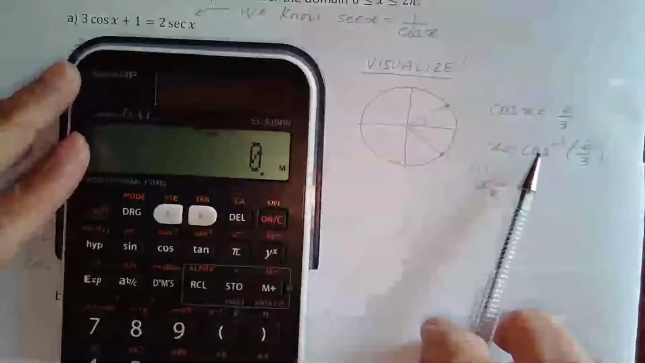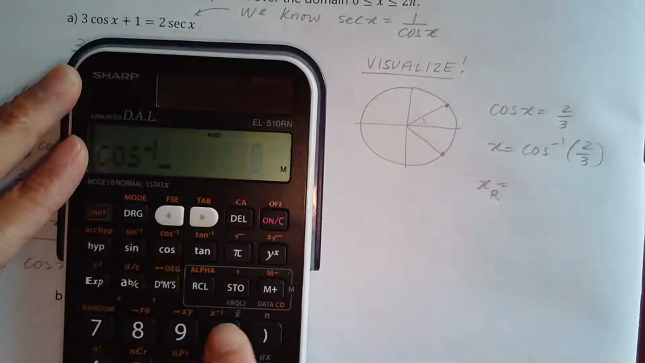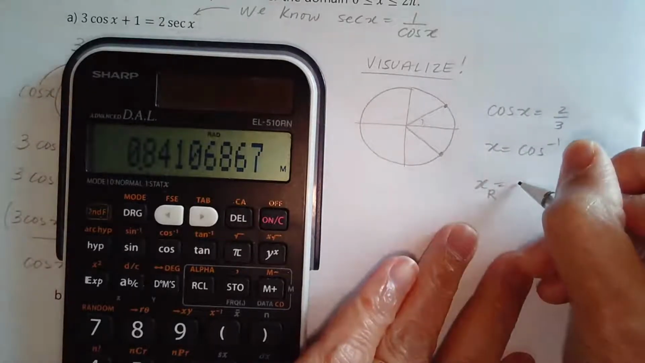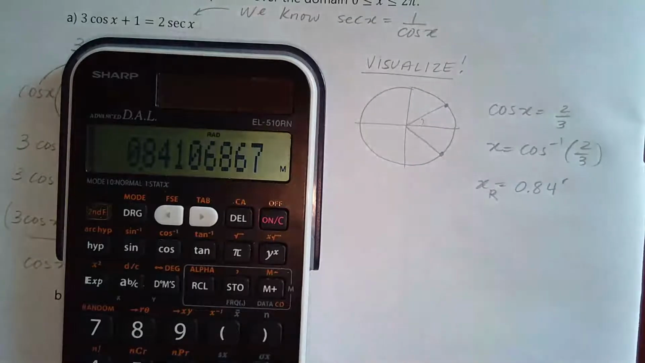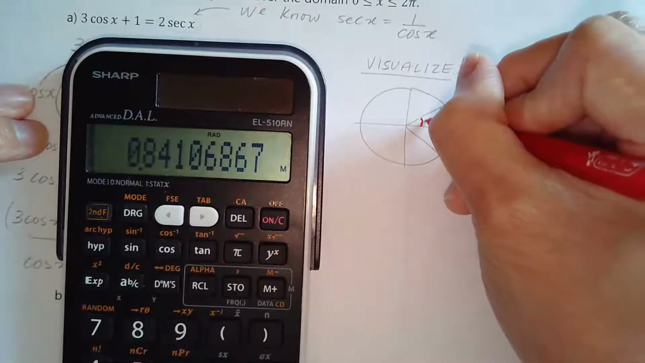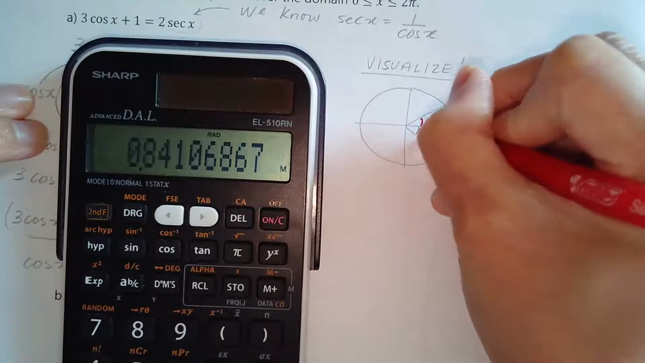Let's go take a look at our calculator. Make sure it's in radian mode because it's talking about radians. So cos inverse of 2/3. It's going to give us 0.84. So that means this is 0.84 and this is 0.84 as well.